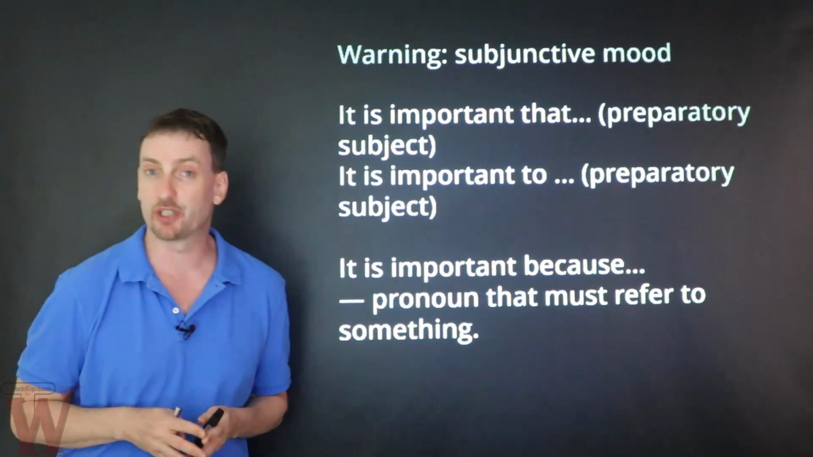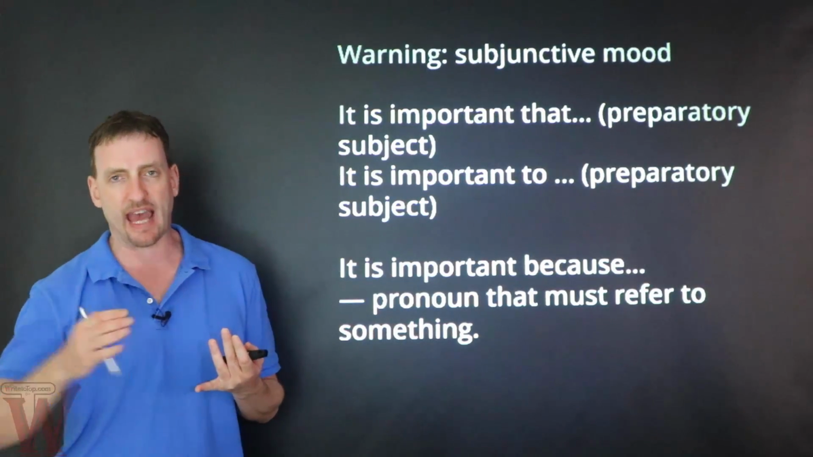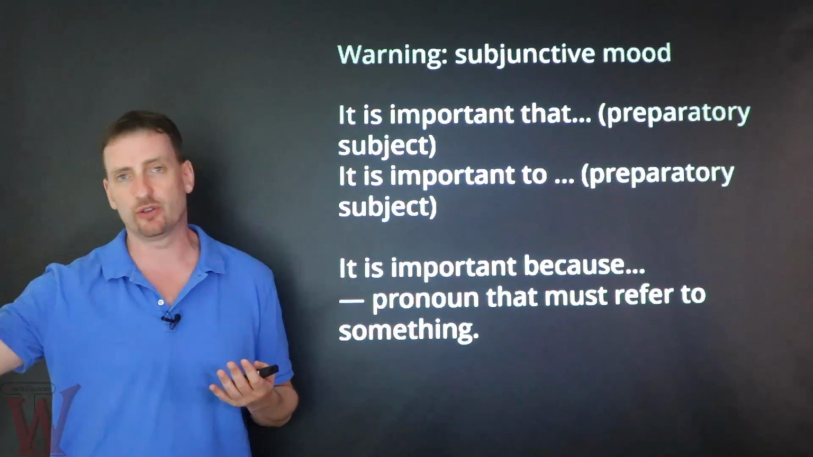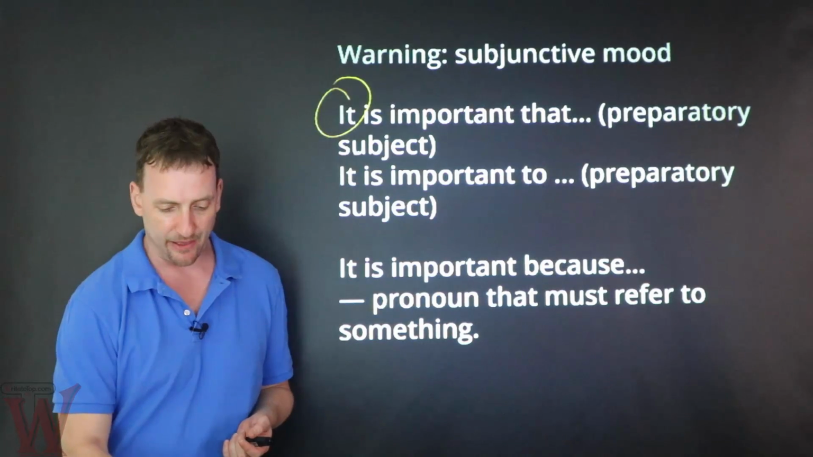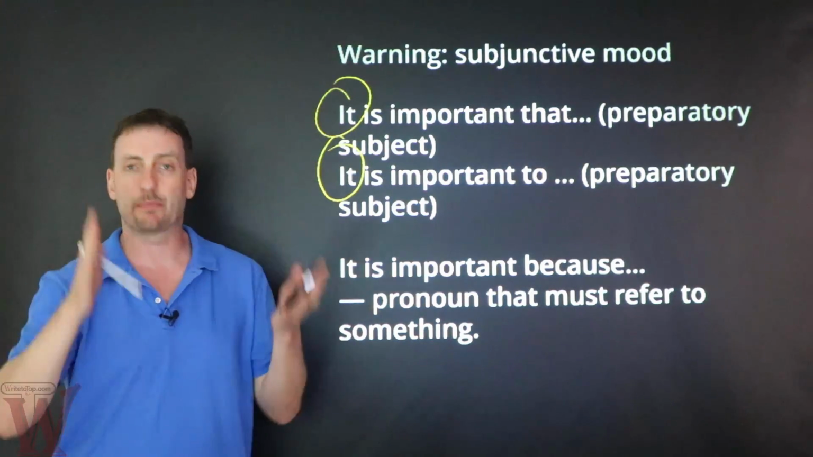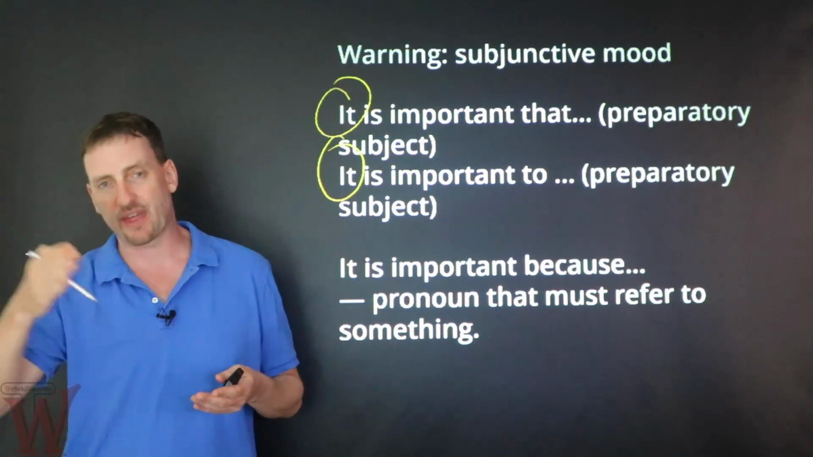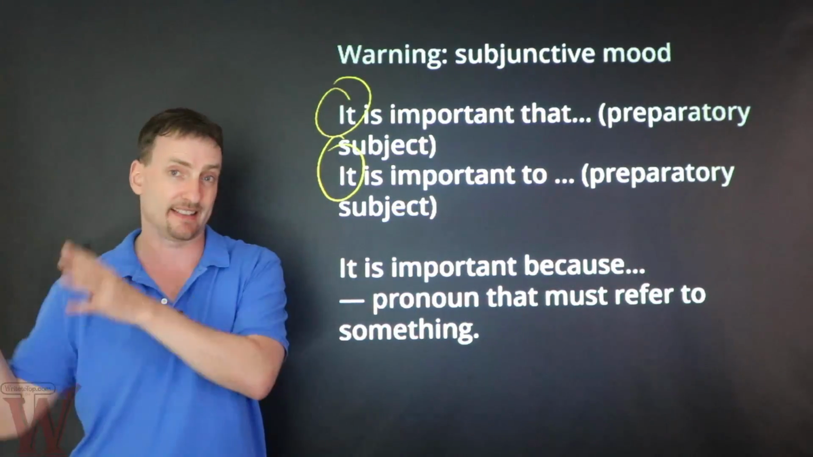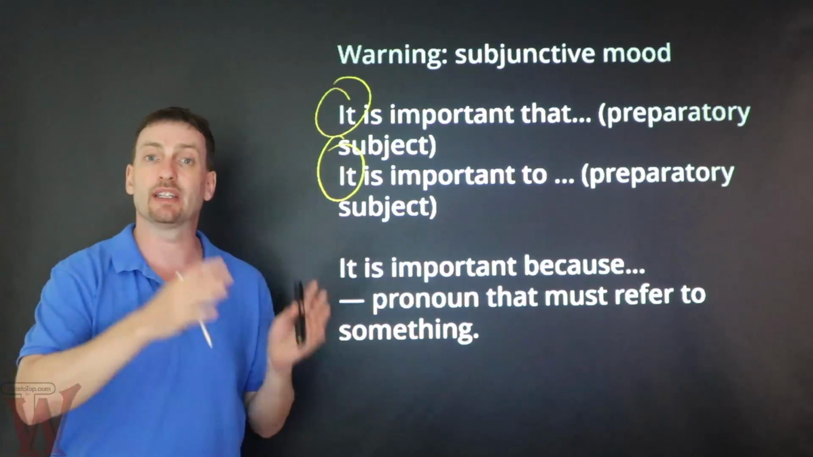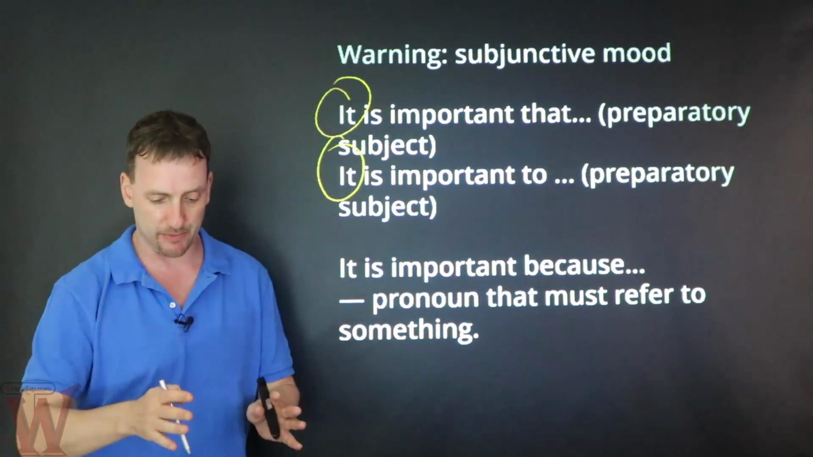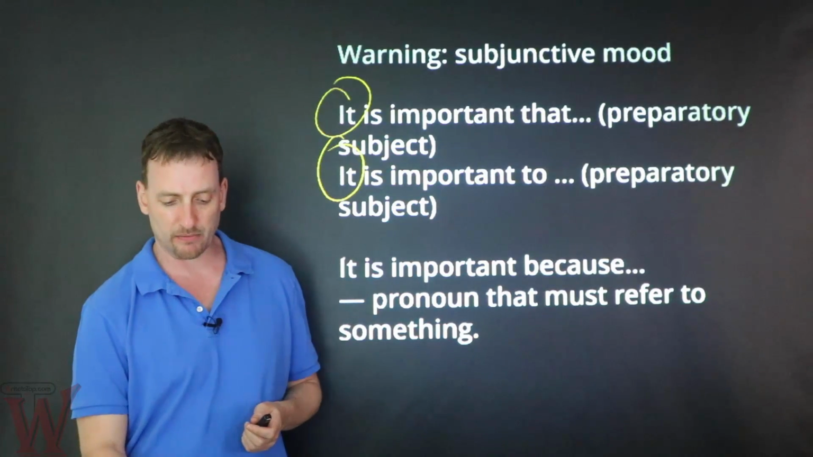Be very careful with the subjunctive mood. It is important that something happens. It is important to do something. This "it" and this "it" are both subjects. Subject pronouns, they're preparatory subjects, meaning whatever comes from "that" onwards or from "to" onwards is the subject. We put it at the end, we use "it" as a subject. But a lot of people forget that.